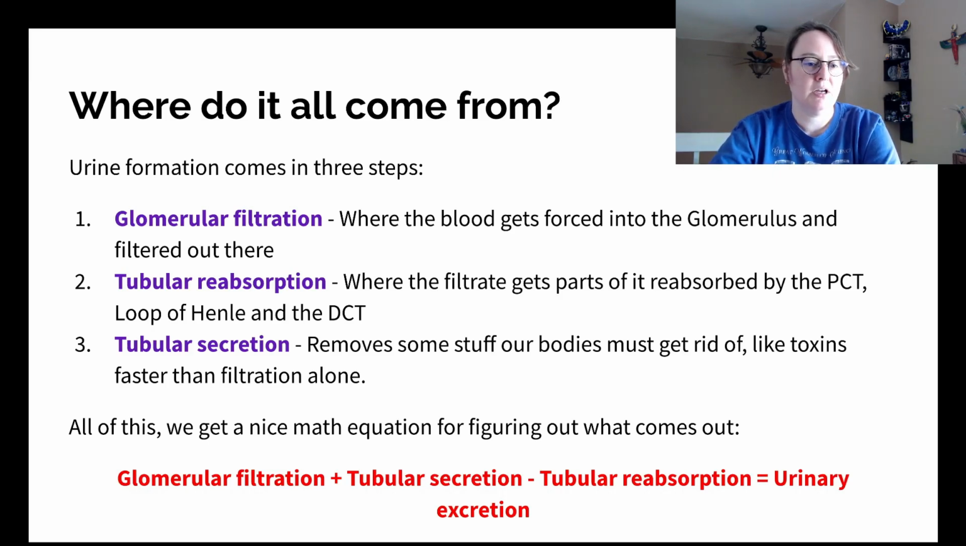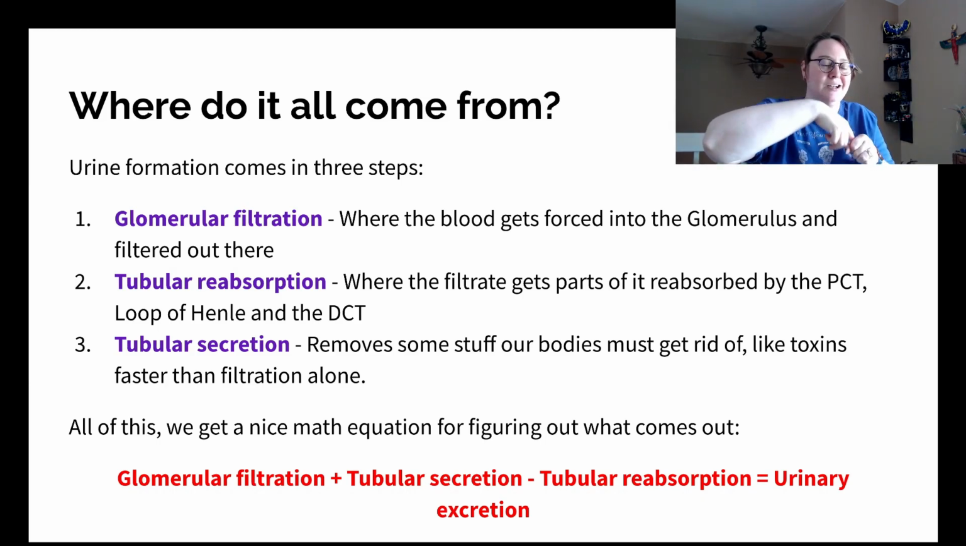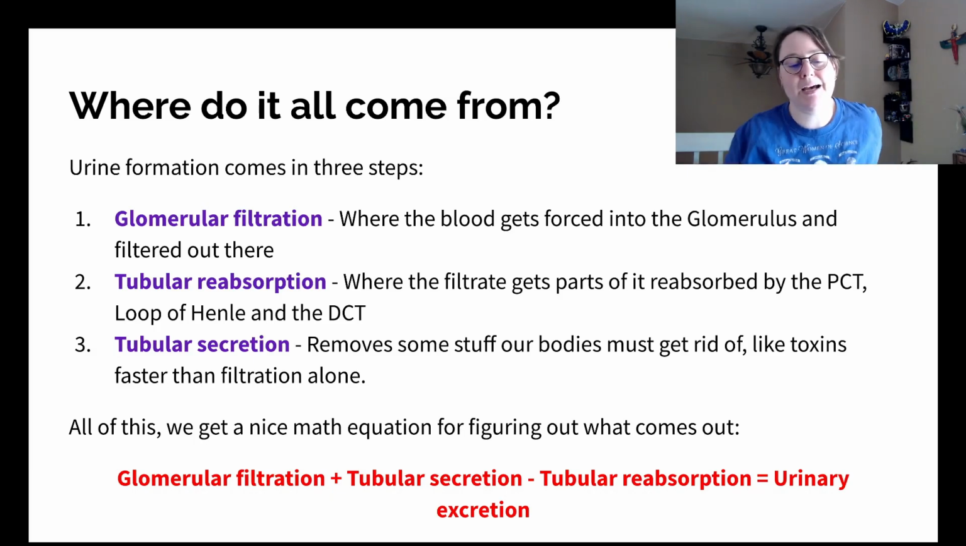They're kind of cute. Alright, so urine formation comes in 3 parts. So first part, glomerular filtration, where the blood gets forced into the glomerulus, you know, that thing I think is really cool looking, and filtered out from there. And again, that's why the afferent is so big compared to the efferent, so that way there's a pressure differential going in and it forces everybody to go out because there's not a lot of room for everybody to run back out the other way.